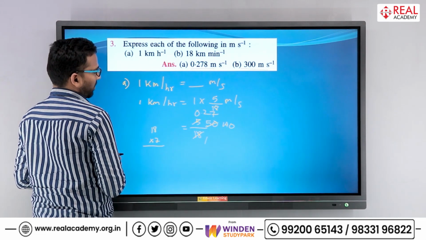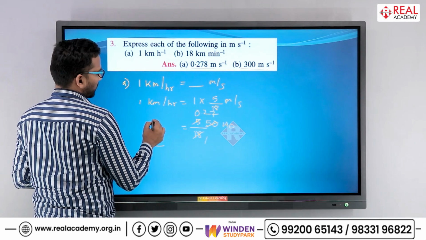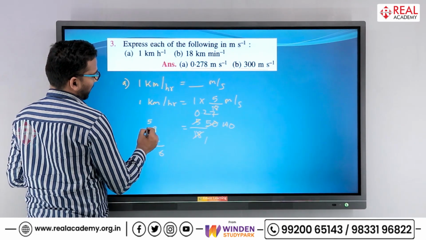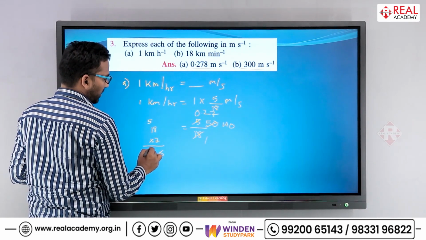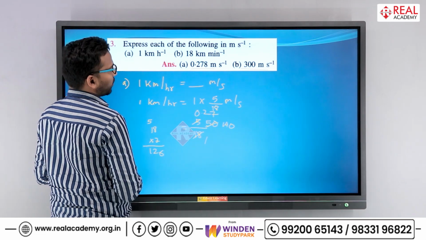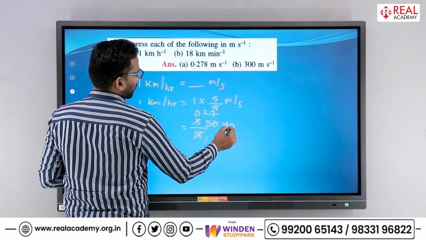8 sevens are, or 7 eights are, 56. 7 ones are 7. 7 plus 5 is 12. That is 126. Clear with this? So 126 you will be getting.